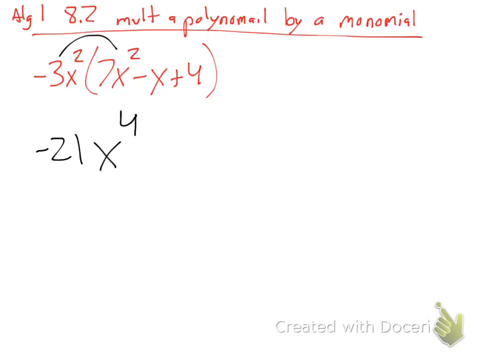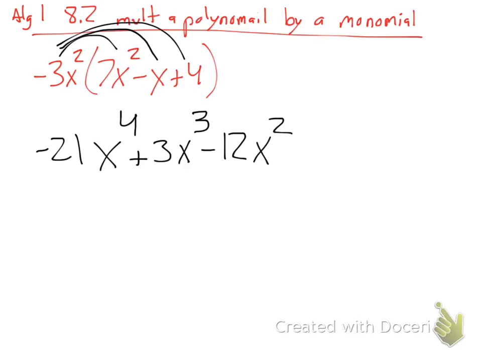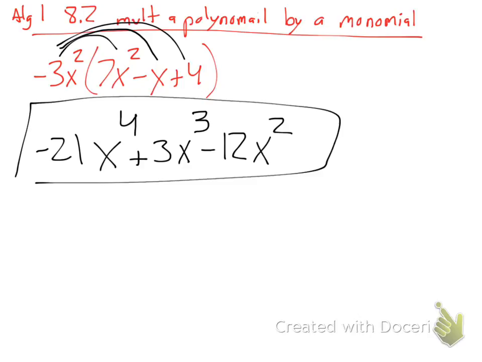I then move on to the next one. Notice that I'm doing one term at a time. Negative 3x squared times a negative x. A negative times negative is a positive, so it's a positive 3x to the 3rd. And a negative 3x squared times a positive 4 is a negative 12x squared. Your answer should be written in standard form, which is highest to lowest power. That's it for that problem.